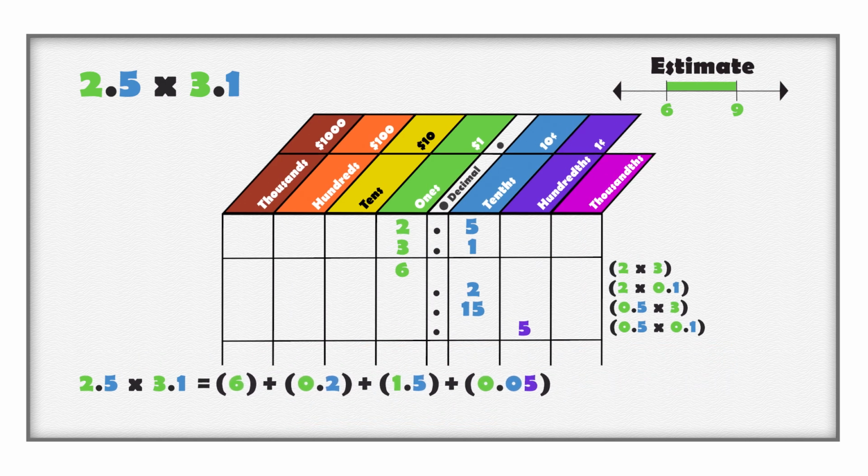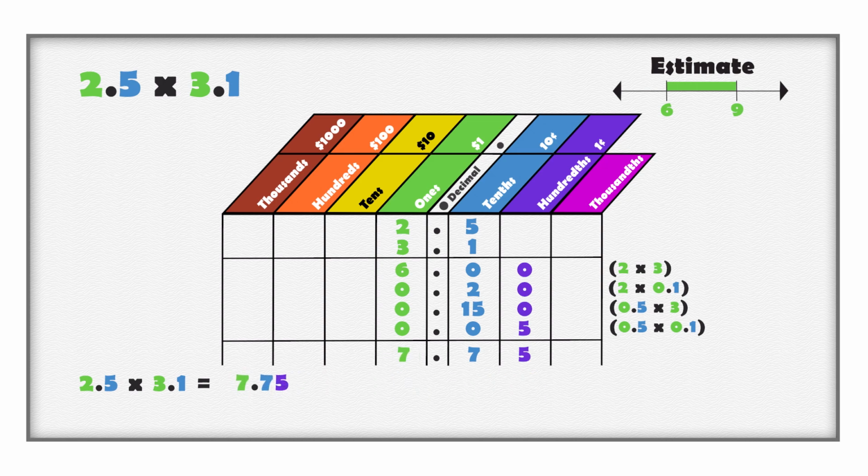Remember, when adding decimals, always add together digits of the same place value. It is helpful to put zeros in the chart. We get 5/100ths, 17/10ths, and 6/1s. Remember, one group of 10/10ths is a whole, so 17/10ths is the same as 1 and 7/10ths. The product is 7 and 75/100ths.